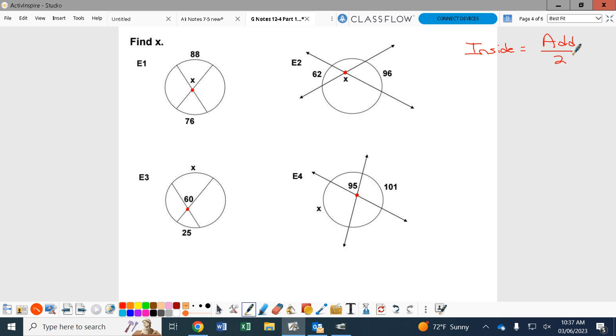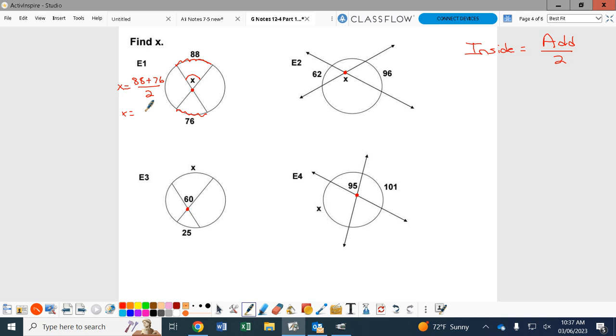So here we go. This first one is direct. This x is right here. It's connected to the two arcs that are right in line with it. You can see they line up straight in a line. So all we would do to find x is add and divide by 2. This one's just direct. x equals 88 plus 76 divided by 2. All you're doing is like the direct: 88 plus 76 equals, divide by 2 equals.